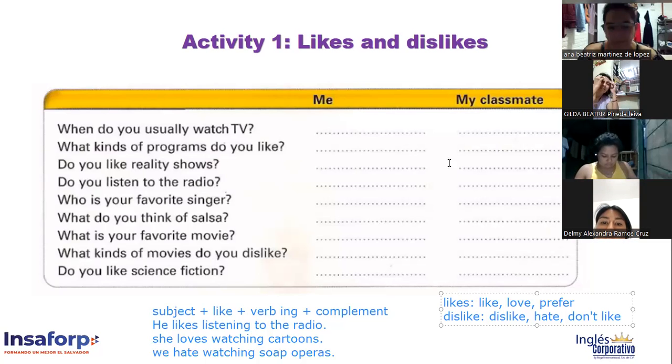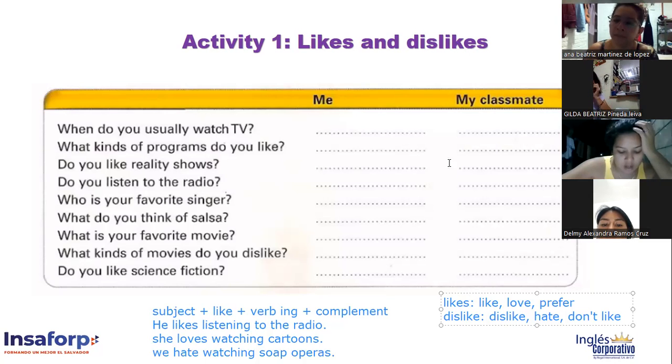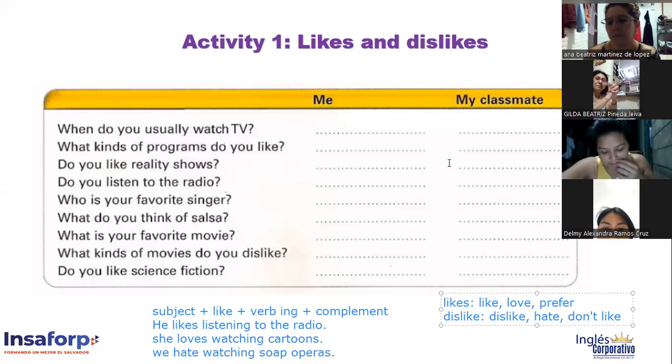Okay, Blanca Guadalupe, who's your favorite singer? I don't have any favorite singer. And your classmate? My classmate, her favorite singer is Pablo Alborán. Okay, her favorite singer is Pablo Alborán.